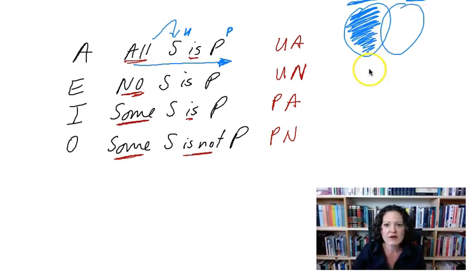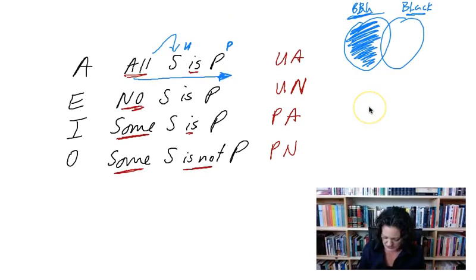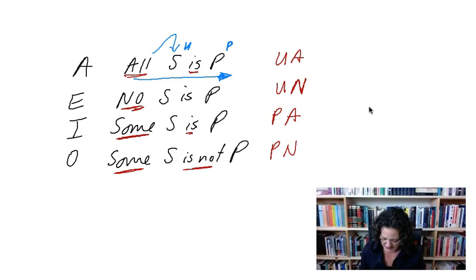Oh, look at this now. All right, so the Venn diagram kind of shows us the relationship between S and P and how it only goes one direction. Okay. Now, no S is P. This is going to be good news for us.